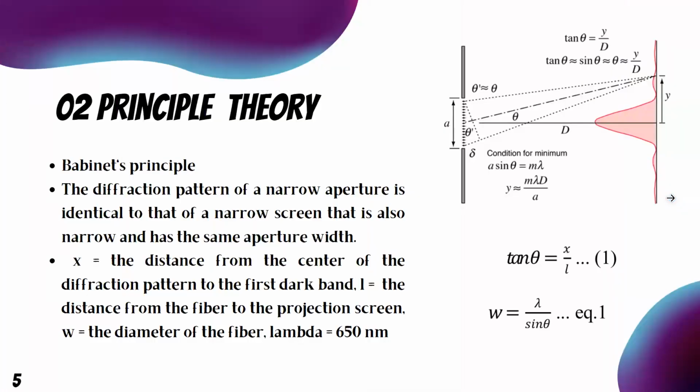So the Babinet principle states that the diffraction pattern of a narrow aperture is identical to that of a narrow screen with the same aperture width. As a result, the same equations that apply to a narrow aperture can be used to calculate the diffraction pattern of a hair. The same diffraction pattern is produced when a light beam traveling through a narrow slit with width d is replaced by its complement, which has the same width d. This concept is used to measure very small objects. The following equation can be used to calculate the diameter of the fiber using the wavelength lambda of the laser, which is set at 650 nanometers.